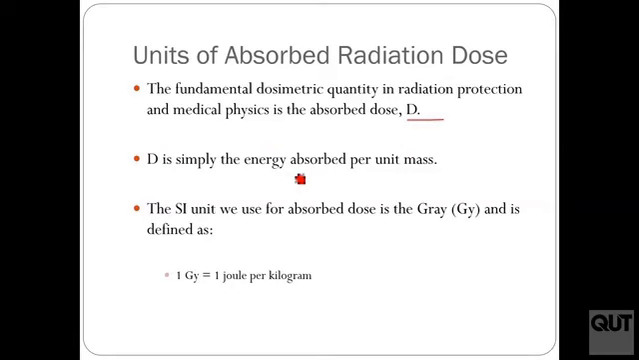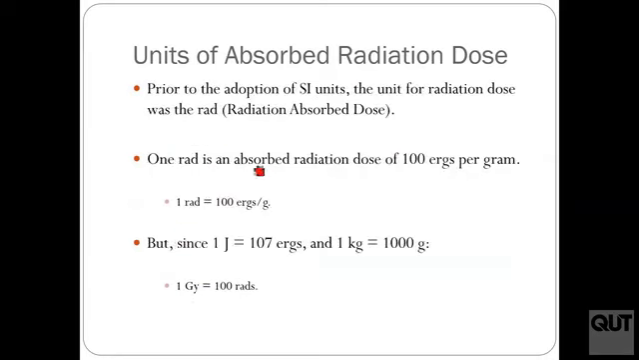So the SI unit for absorbed dose is the gray, and it's defined as 1 gray is 1 joule per kilogram. Prior to SI units, the unit for radiation dose was the rad, radiation absorbed dose. So 1 rad of an absorbed dose is 100 ergs per gram. If you like ancient units, there you go, you've got your ergs.